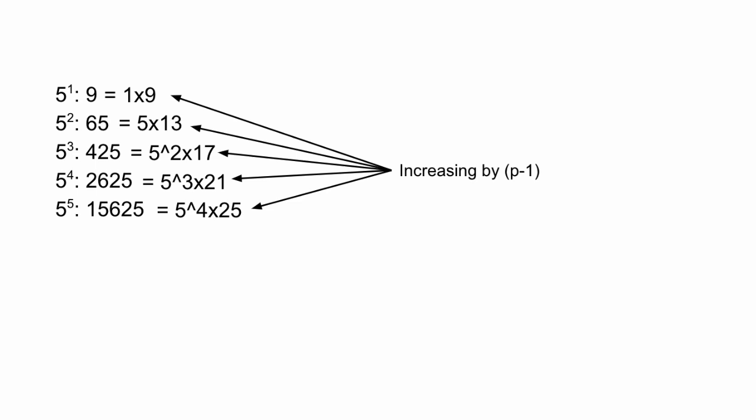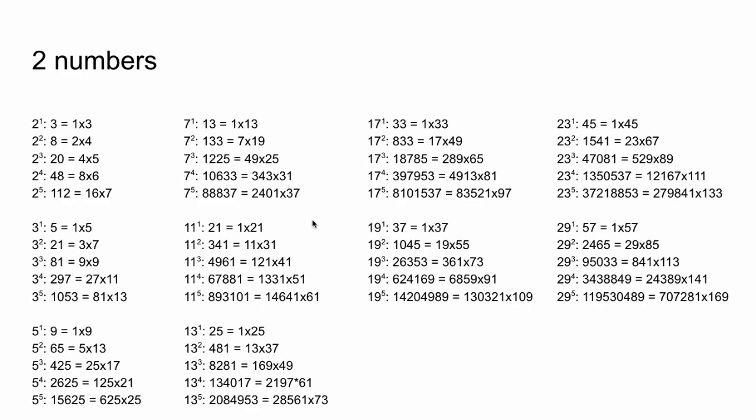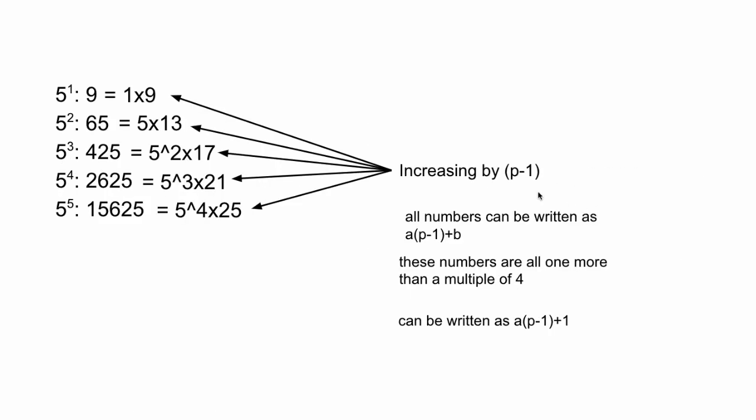Arithmetic sequence. So all these numbers are of the form a times p minus 1 plus b. Well, all these numbers are one more than a multiple of 4, right? You can see that. And so you can check these are all one more than a multiple of p minus 1. So they can all be written as a times p minus 1 plus 1.